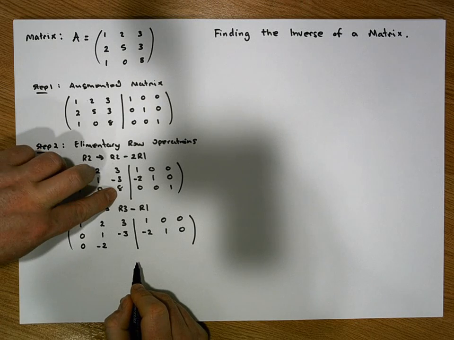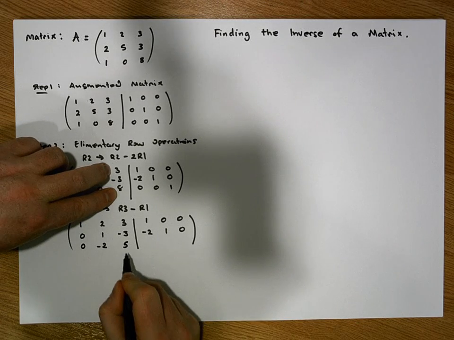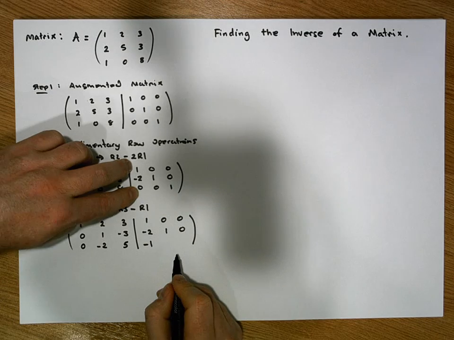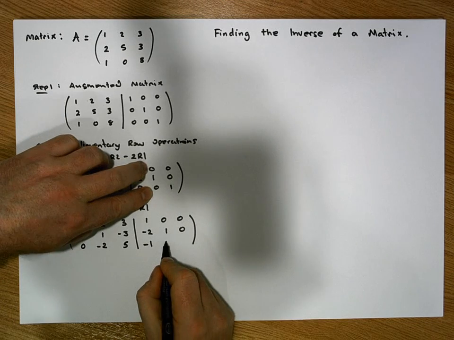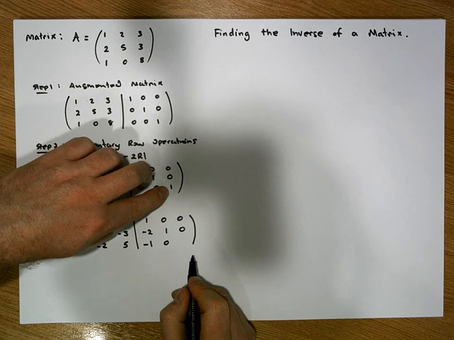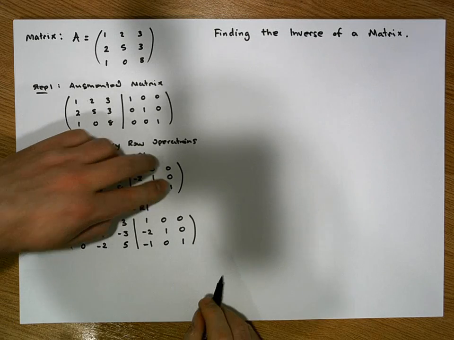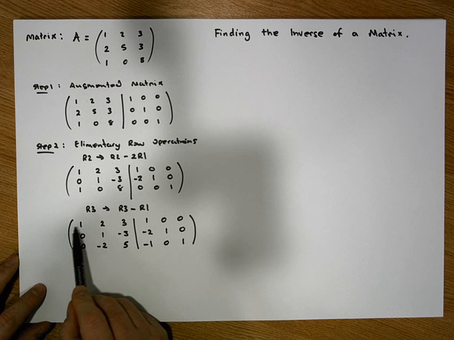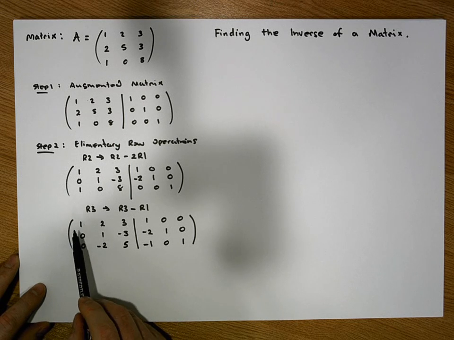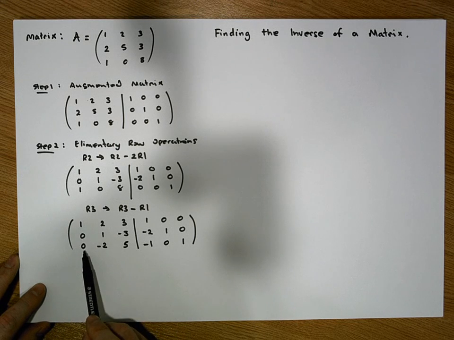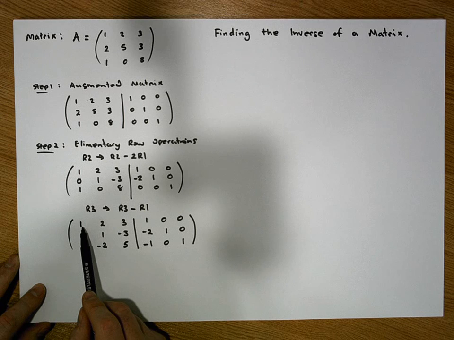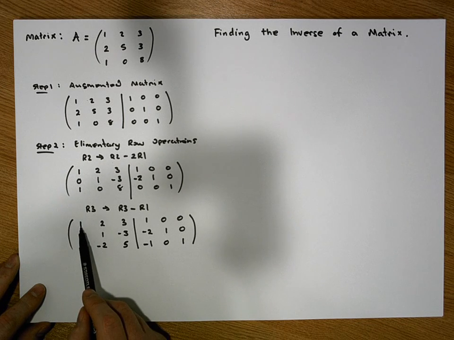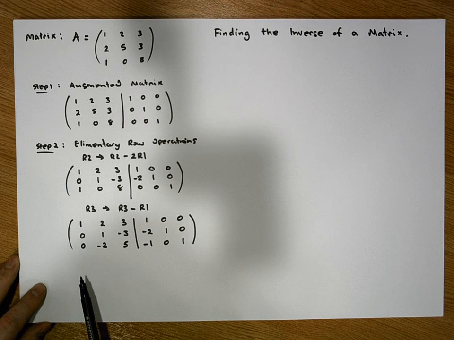It's going to be an 8 minus a 3 gives us a 5. It's going to be a 0 minus 1 gives us minus 1. It's going to be 0 minus 0 gives us 0. And it's going to be 1 minus 0 gives us a 1. Okay, so what we've done now is we've reduced the first column so that we have zeros under the first leading one.